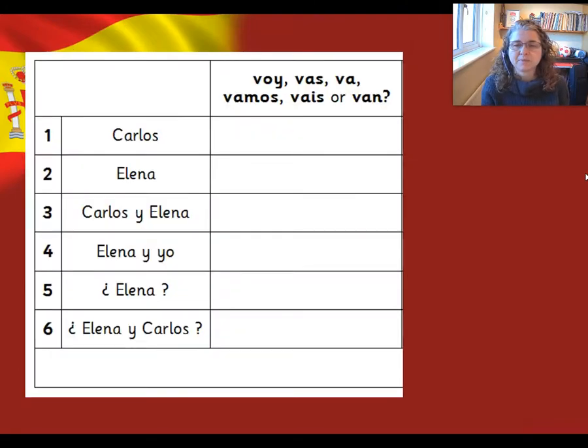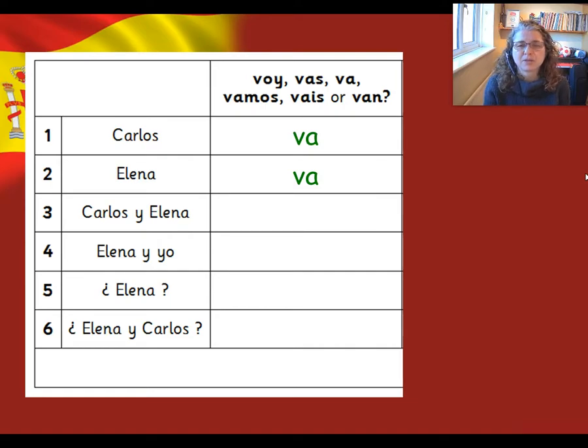Remember what we were saying about which verb form we have to choose when there are names in the sentence. And we've just seen a couple of examples in those waves there. So if we have Carlos, do we have to choose voy, vas, va, vamos, vais, or van? Can you remember? We choose va, don't we? Because Carlos is a he and we need he goes. What about Elena? You just saw it in the waves there. She is va as well. It said Elena va, so she goes.